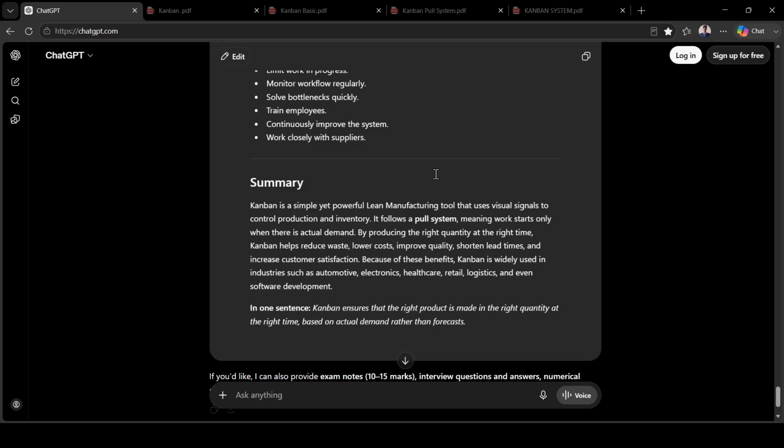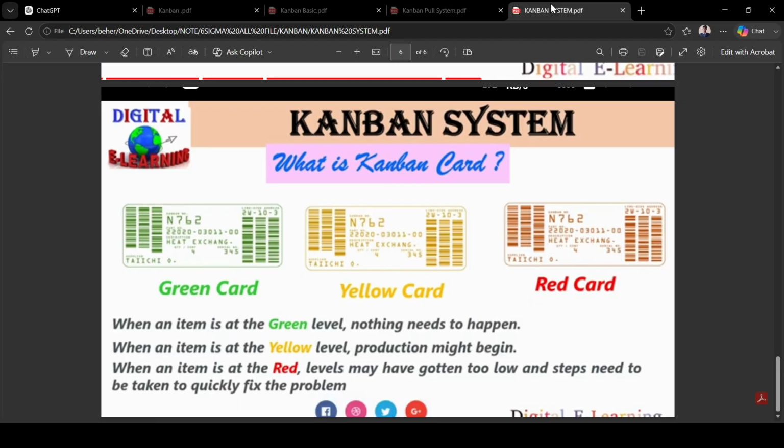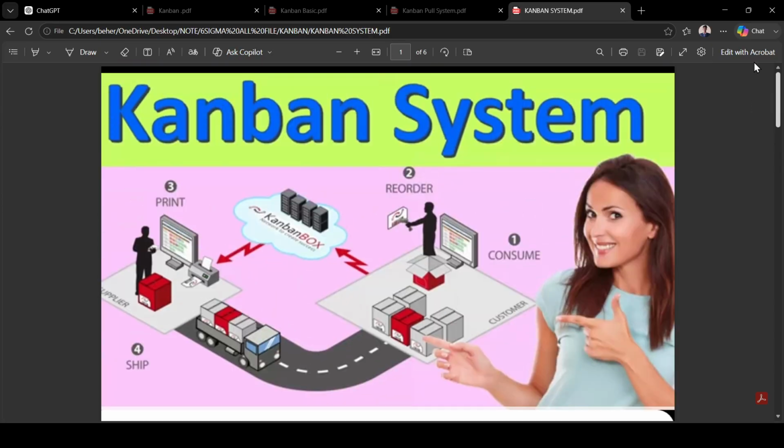This is all about my part 1 video, and in my part 2 video I will explain Kanban in the same way. So this is my part 2 video. In this video I will explain what is Kanban. So let's start about this Kanban.